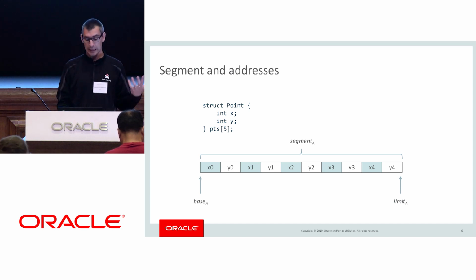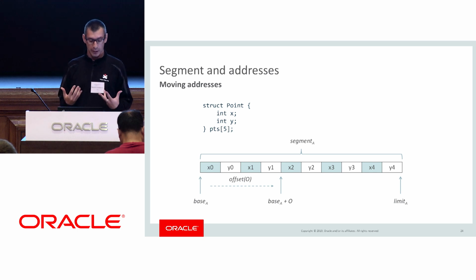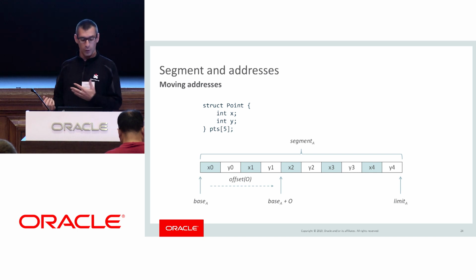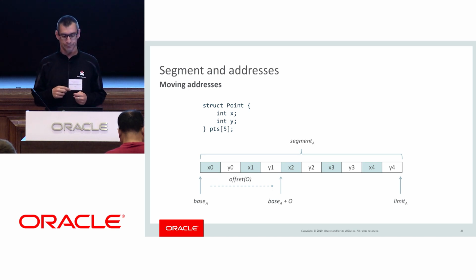If you have an address, like the base address, for example, you can move it. You can create a new address at a new offset. So, for example, I can specify an offset of 4 and move the base address into a new address that, instead of pointing to x0, points to x2.